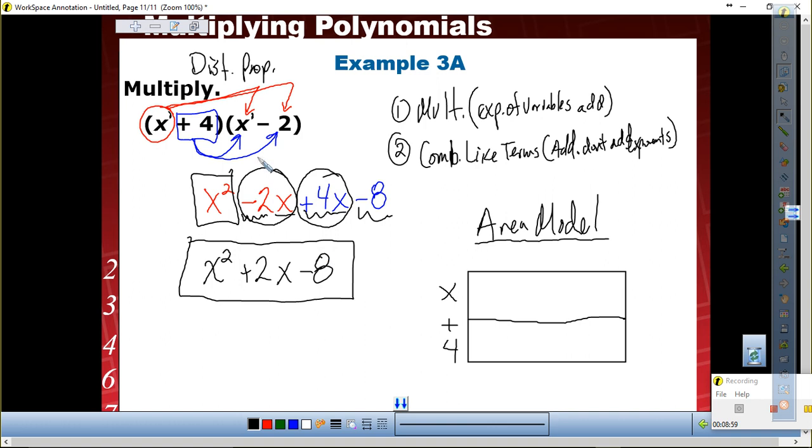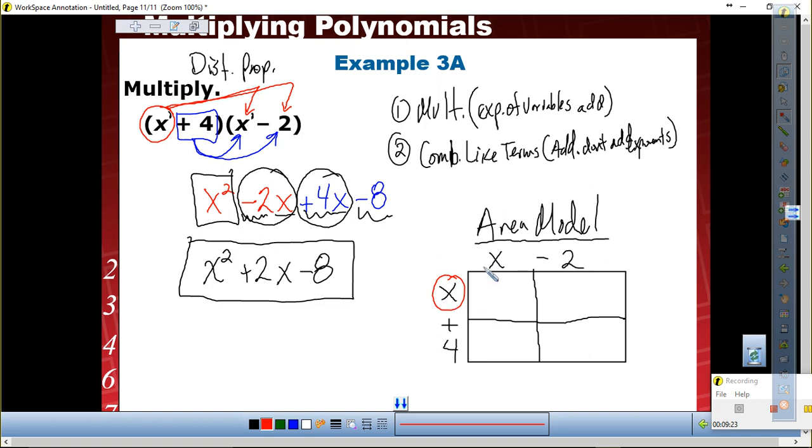Okay, let's write the other binomial. We're going to write it at the top. What is the other one? X minus 2. So where does this one end? Right here, and we're going to draw that one down. Everybody with me so far? All right, so here we go. Circle the X with red. And we're going to find first this area and this area.